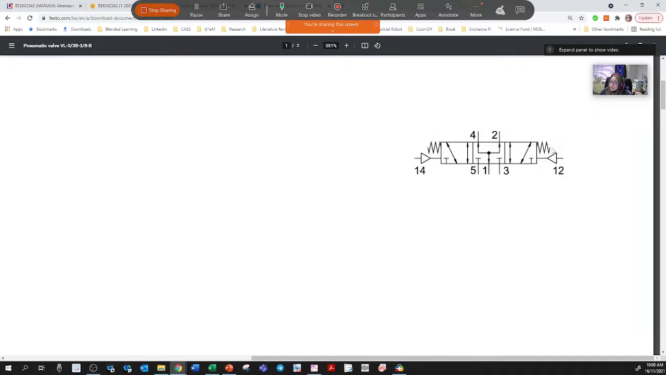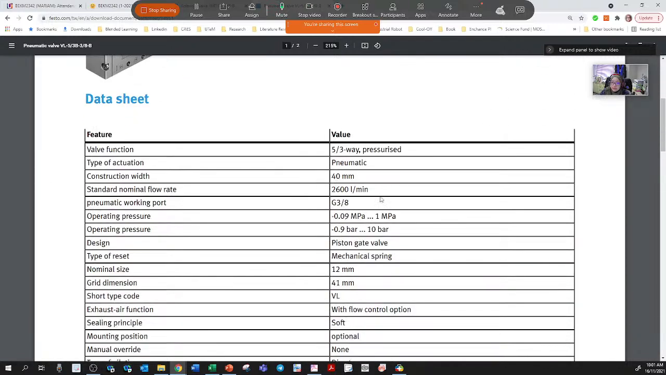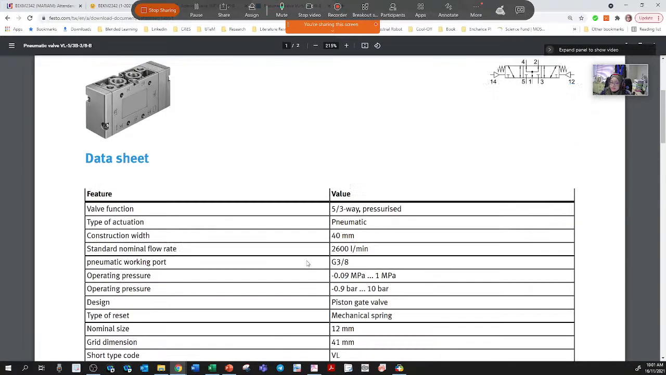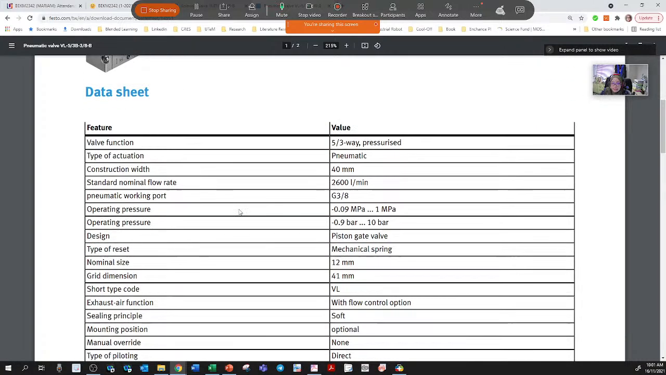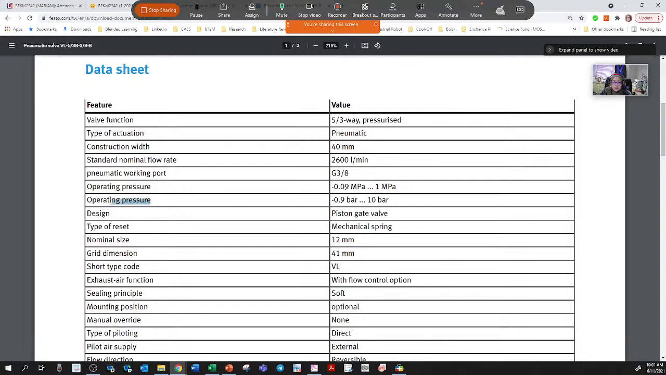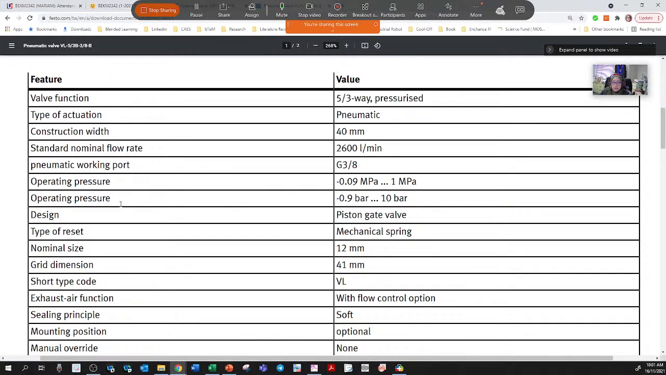And it's using 2 springs at the end. Since it's not using a solenoid, it needs to have a spring to retract the valve. You see that in the features, the valve function is the 5 to 3 pressurized, because of the 2 pressures at the end there, and a pneumatic type. The operating pressure is a bit higher, between minus 0.9 bar, meaning it can read down to negative, and up to 10 bar. So this is more expensive. If I directly look at this, it's more expensive.